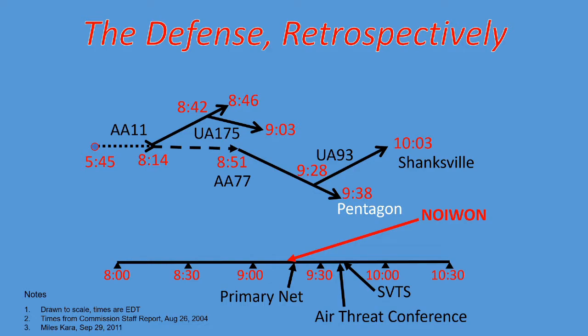All those national-level actions, Neuwan, Primary Net, Air Threat Conference, SVTS, was in time to take advantage of the one time that bits and pieces of electronic information were available. At 9:10, information existed to offer some protection to the nation's capital. No policy, procedure, or mechanism existed to take advantage. Here is what happened at 9:10.